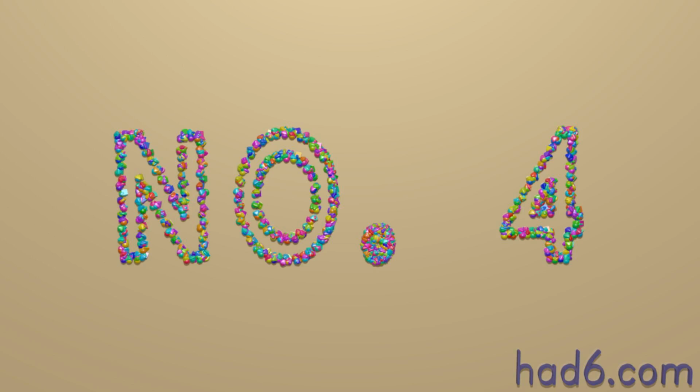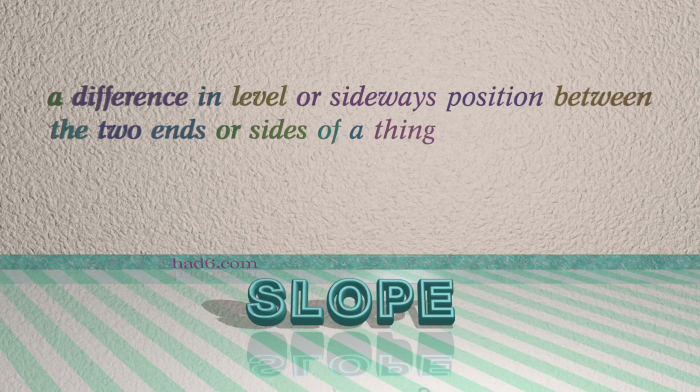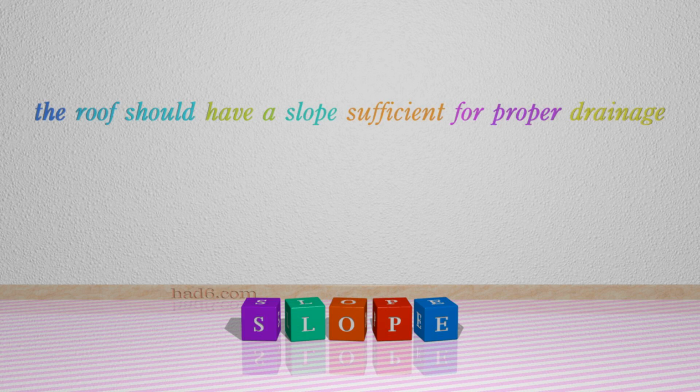Number 4. Slope, which means a difference in level or sideways position between the two ends or sides of a thing. Slope. For example, the roof should have a slope sufficient for proper drainage.